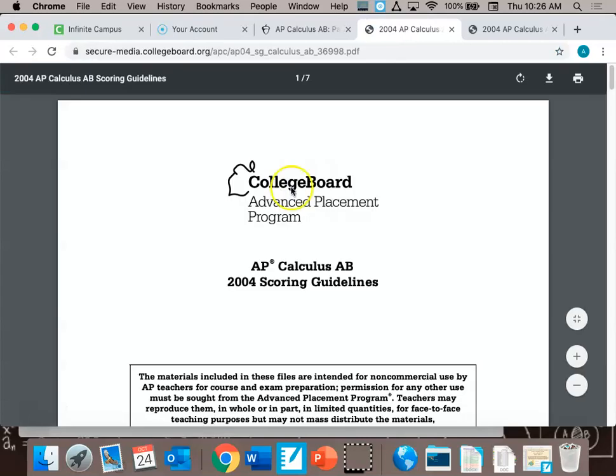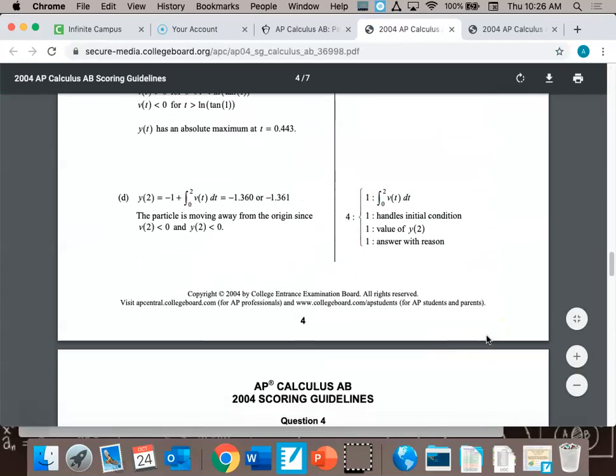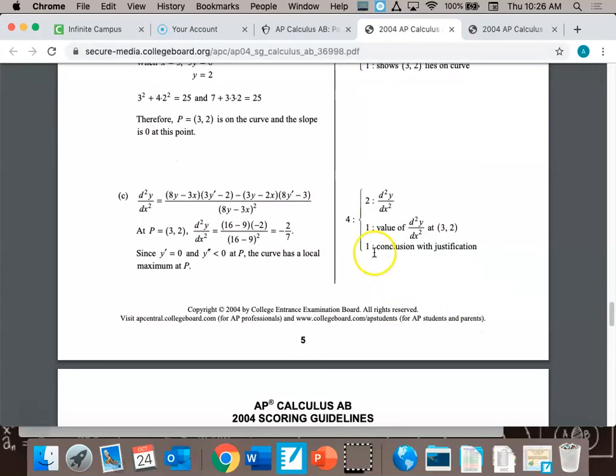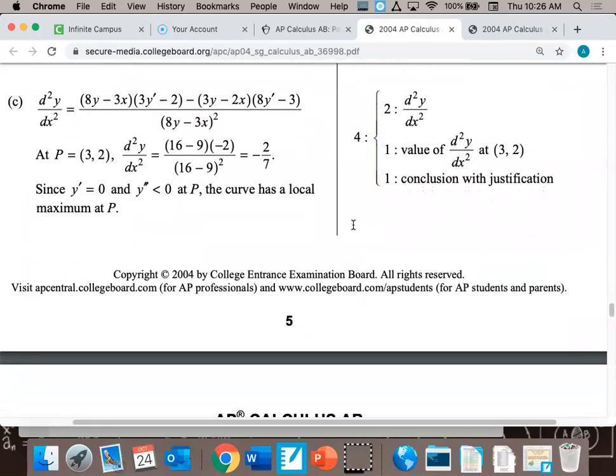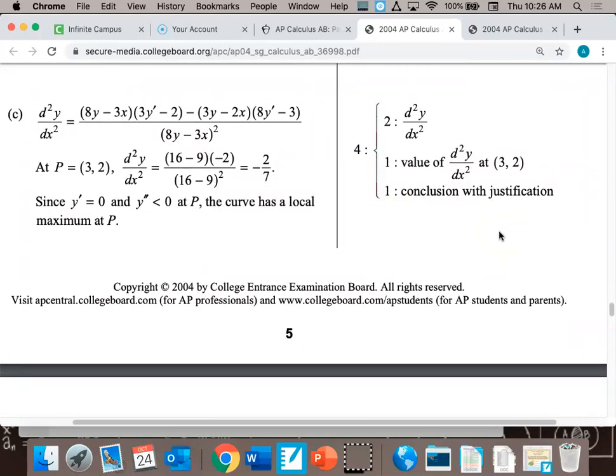Scoring guidelines. The second derivative was worth 2 points. So this looks great, right? You guys would have gotten 2 points for your second derivative. Well done. And you got your answer. When you plug in the point, the answer was -2/7, which you got. It's just not reduced. You did well on this.